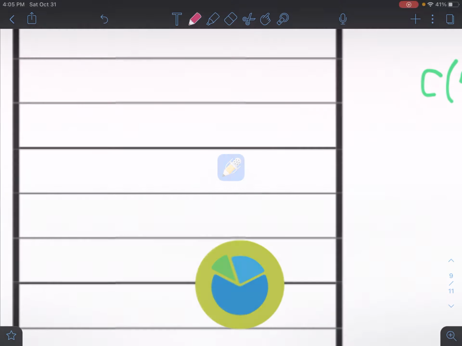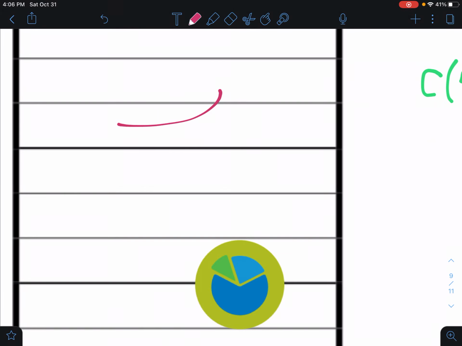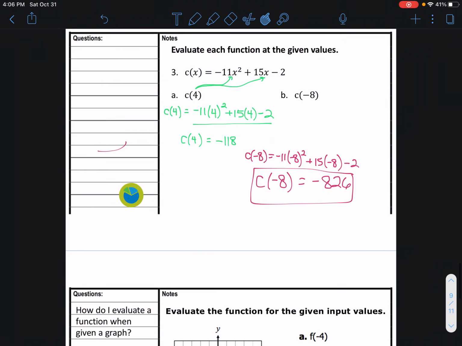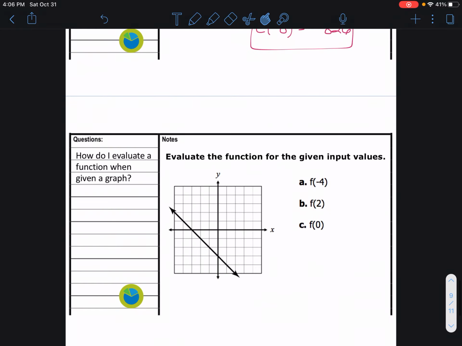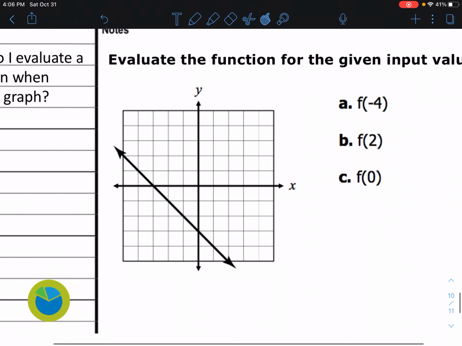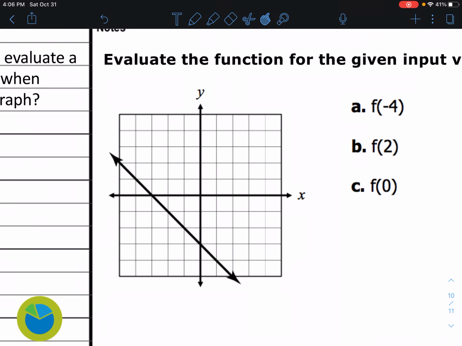I'm going to close that out. This was my answer for this one. All right, lastly, let's talk about graphs. So sometimes you'll be given a function and it'll be given in a graph form. So this graph right here is f of x. Now they want us to find f of negative 4 is the first one.